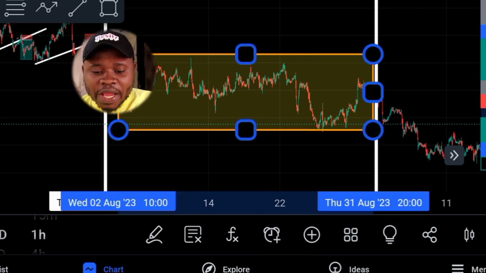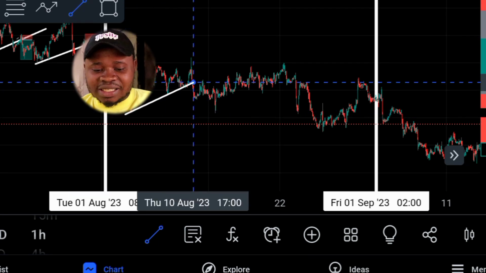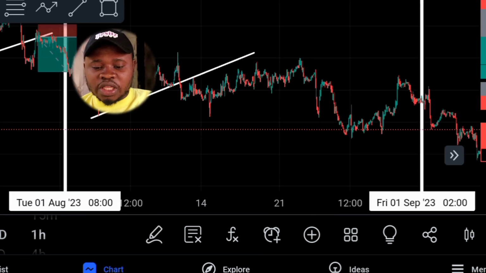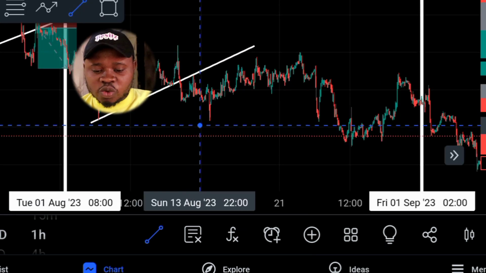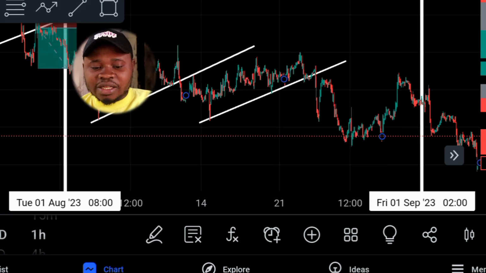So there's no way you will plot trend lines in this kind of market. There is no way. If you plot in this case, the market will take you out. If you say, okay, let's go this way, the market will take you out. That's a trend market for you.